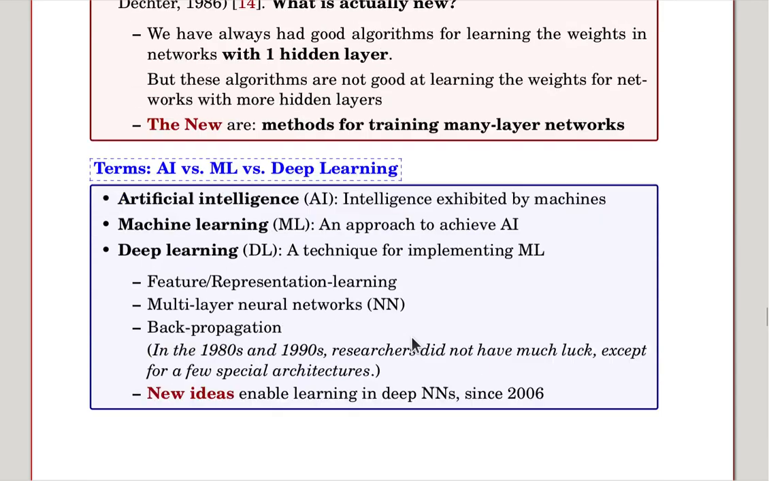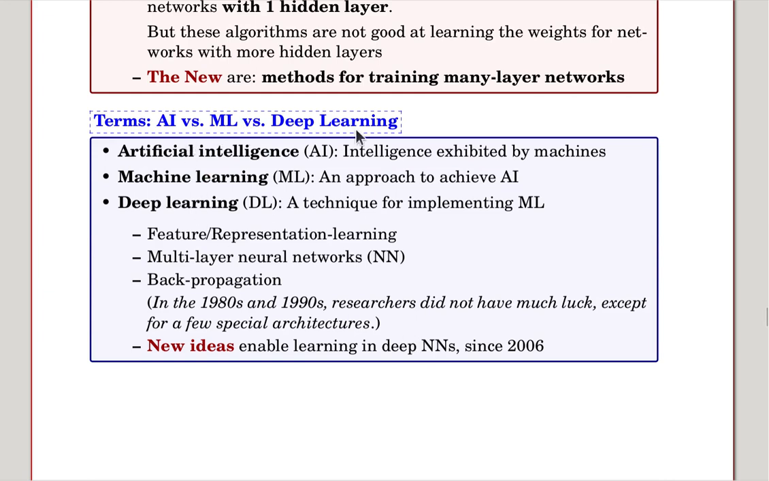Here we have the terms AI, machine learning, and deep learning. Artificial intelligence is intelligence exhibited by machines. Machine learning is an approach to achieve AI. And deep learning is a technique for implementing machine learning. Here we have some components: feature representation learning, multi-layer neural networks, backpropagation, and some small new ideas.